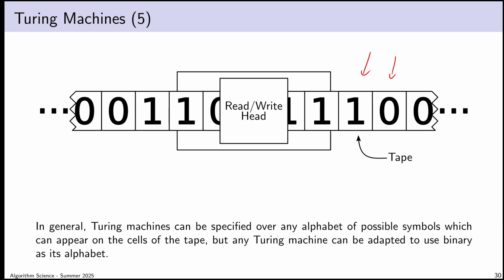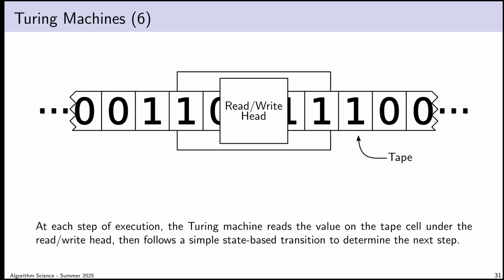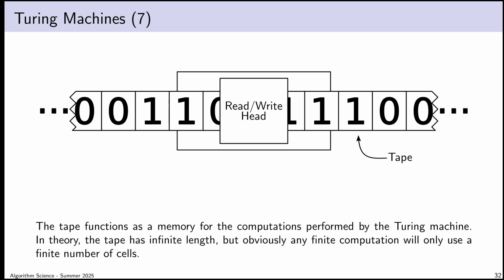Okay, so in this context, we're going to assume for our discussion in this lecture that a Turing machine works on a tape that contains only zeros or ones. And furthermore, we're going to assume that when the machine starts, at its very first step, the tape has been pre-initialized to contain only zeros. In other words, a blank tape is considered to be a tape containing only zeros. So at each step of execution, the Turing machine reads the cell of the tape right underneath the read-write head, and then it follows a very simple state-based transition to determine what to do next. And I'll explain what that means in a couple of minutes. There's a diagram that sort of helps us with that.